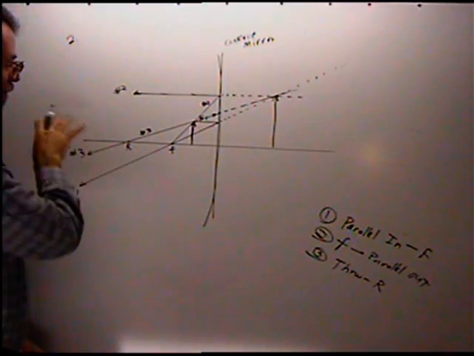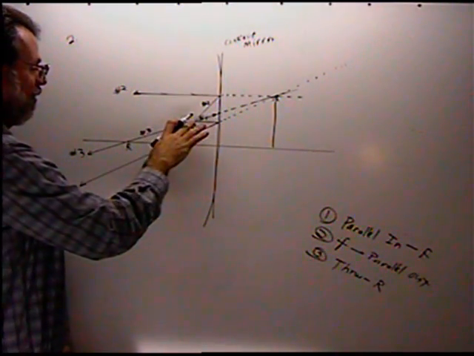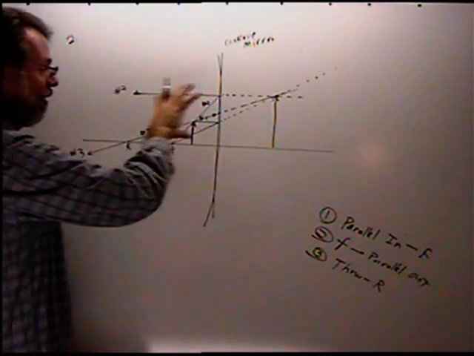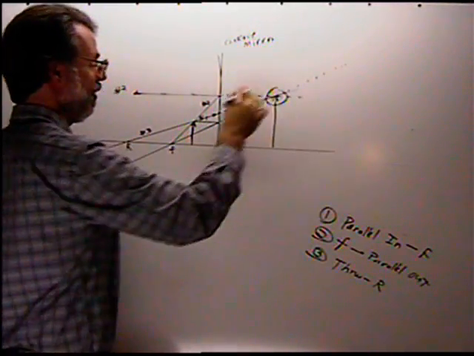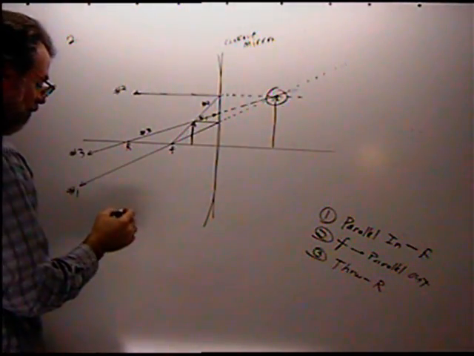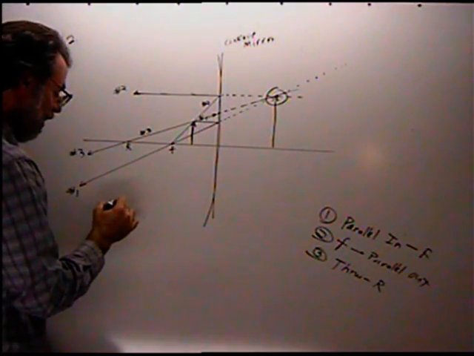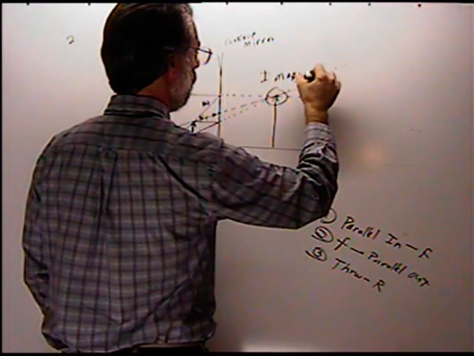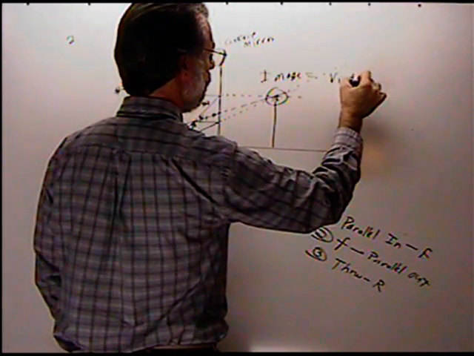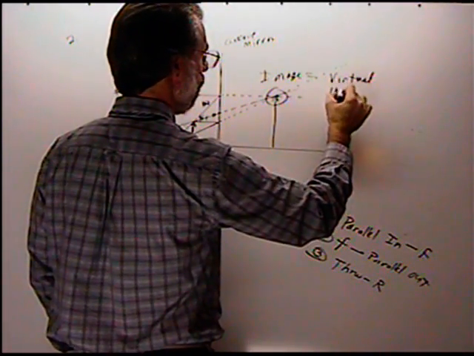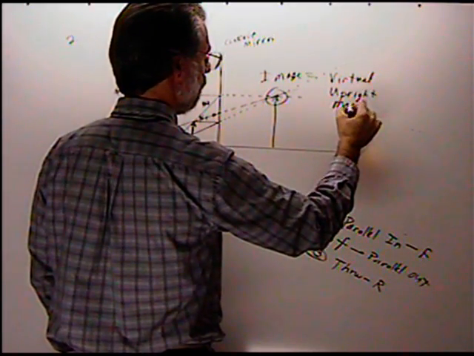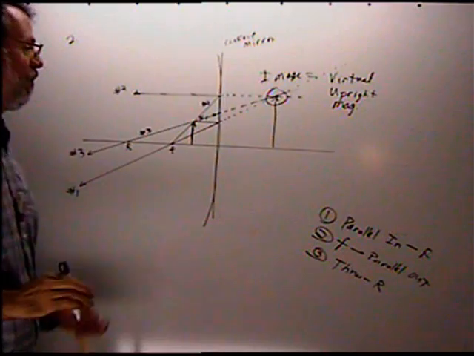Okay, so if here's the object and you're looking at it, all the rays converge back as if they're back behind the mirror, the concave mirror. So the image, this is the image. The image is a virtual image. Notice it's upright and it's magnified. Okay, virtual, upright, and magnified.